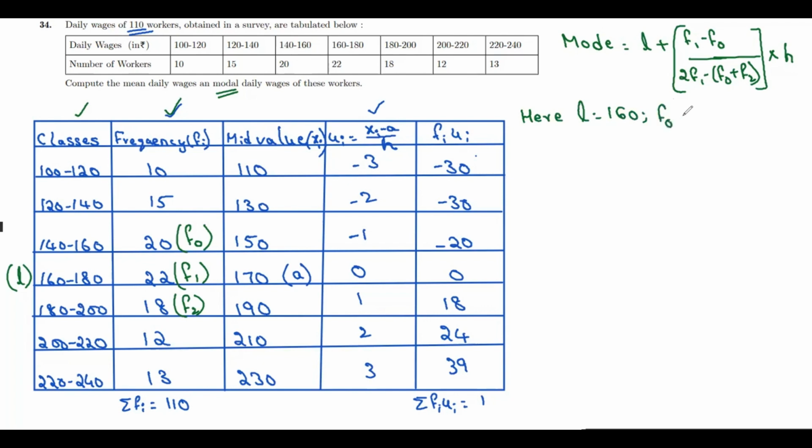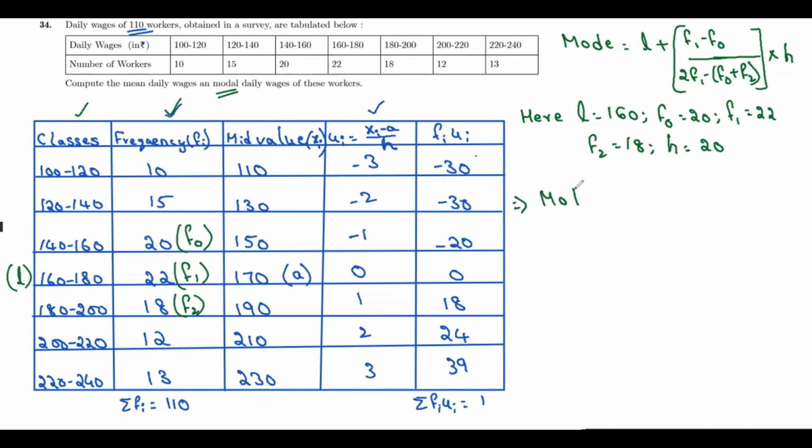F naught is 20, F1 is 22, F2 is 18 and h is 20. Remember, there is no rule that F naught is less than F1, or F2 is greater than F1. Such kind of relations are not at all there. Again, I'm giving a reminder.